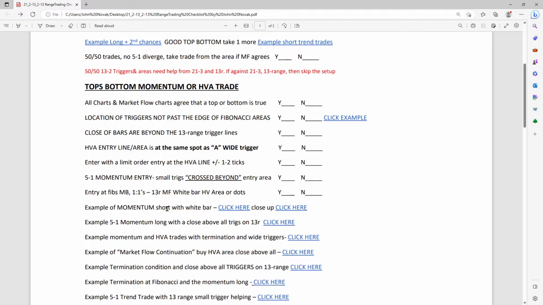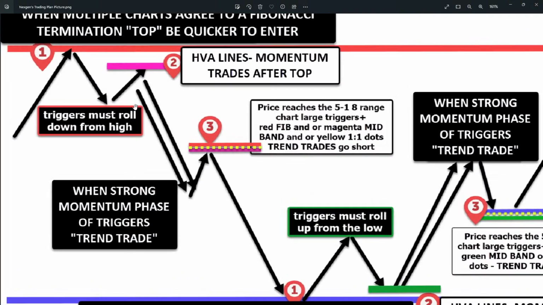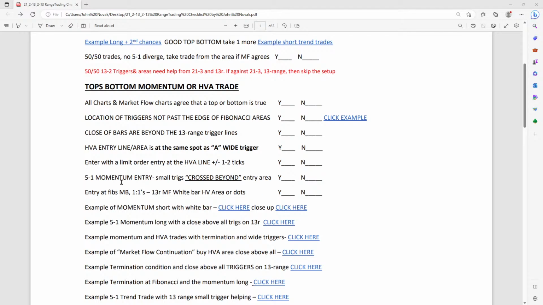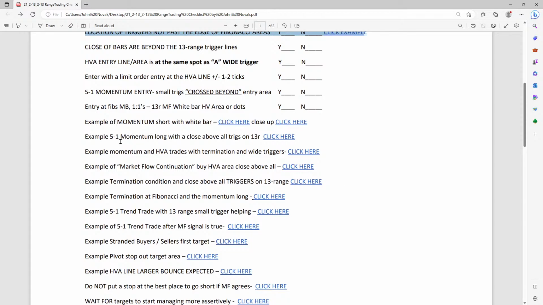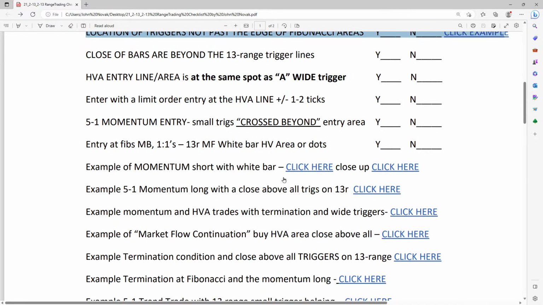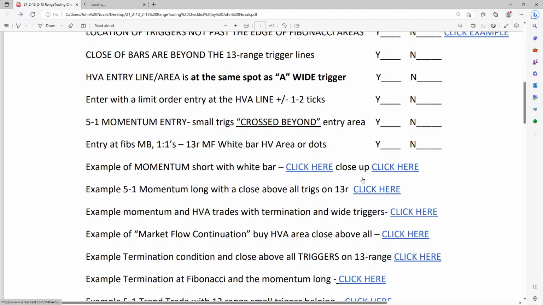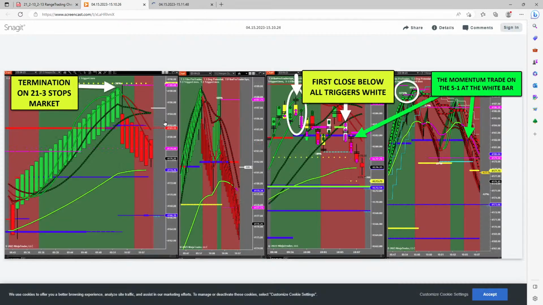momentum trade. And a momentum trade still needs the exact same things that a high volume area trade needs. You have to have all your charts say it's okay, we're done, it's a top. And without that, you can't do a momentum trade or a high volume trade, period. So you still need this to be true. Does that make sense? Hopefully. And then, again, with momentum trades, they're difficult for new users because you have to kind of jump in.